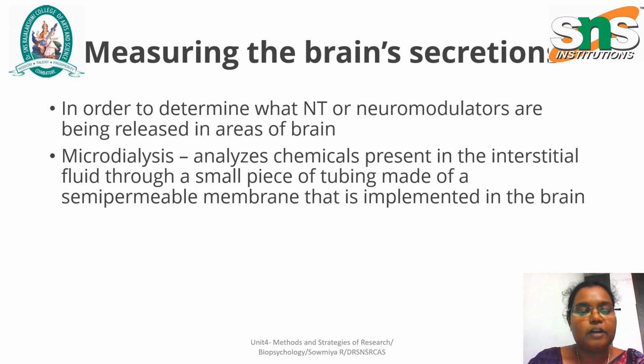The indirect measurement techniques involve immunohistochemistry. This technique involves labeling neurons and their processes with antibodies that bind to specific neurotransmitters or their receptors. By visualizing the location of these proteins, researchers can infer the presence and distribution of neurotransmitters in the brain.